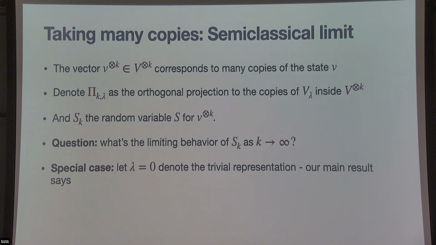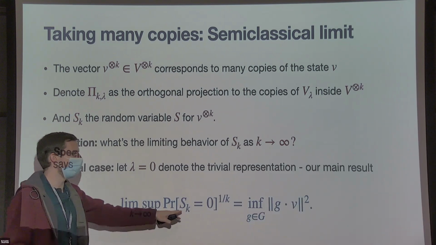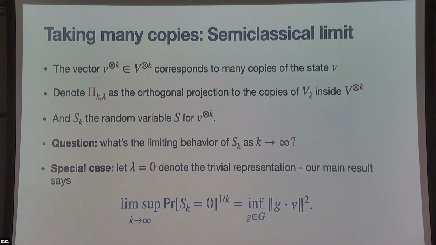And how it ties into what we were talking about before is that the main result from before just tells us what the probability of getting zero is for this random variable. Basically, this is from the interpretation of the sum of all the invariant squared as the projection to the invariant part in B tensor K. That's exactly the probability that this random variable SK is going to be zero.